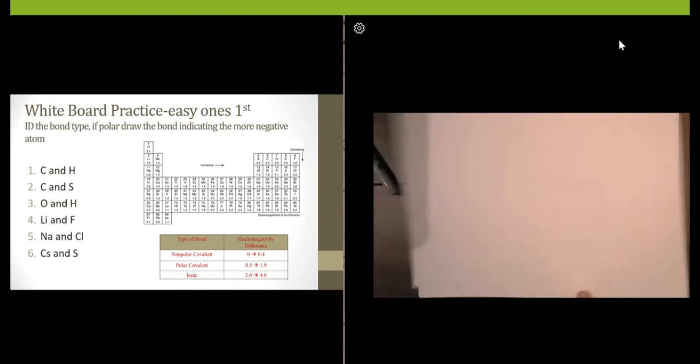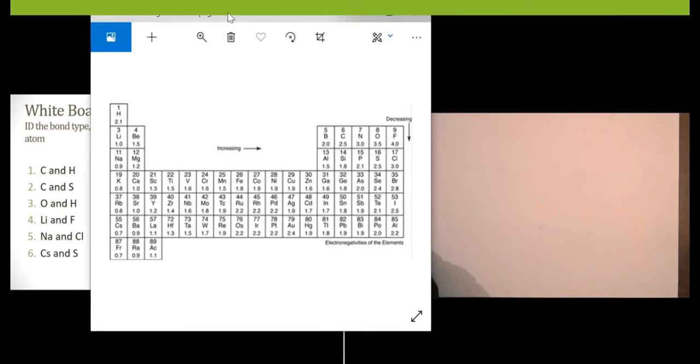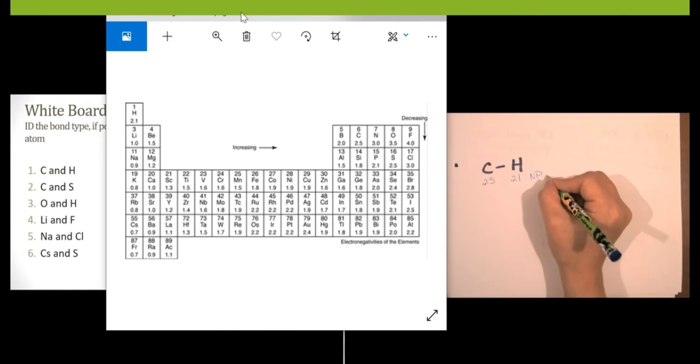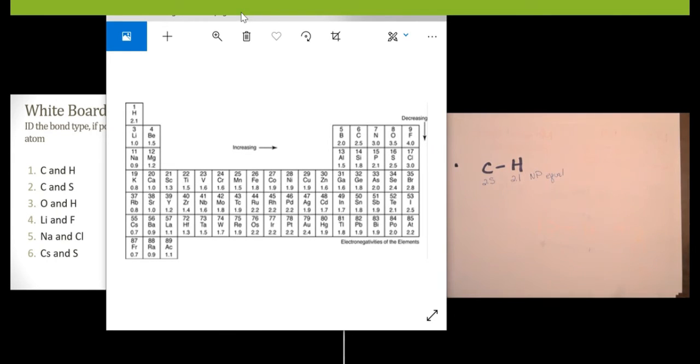So let's do a couple together, and then we'll do some apart. What type of bond is it, and which one is more negative? So let's try. We have C and H. What are the electronegativity numbers? So carbon is 2.5, hydrogen is 2.1, okay? So in this case, what type of bond is it? Nonpolar, so it means that there's basically an equal share, right? So I don't need any of these arrows. I don't need any of these positives and negatives here, okay?